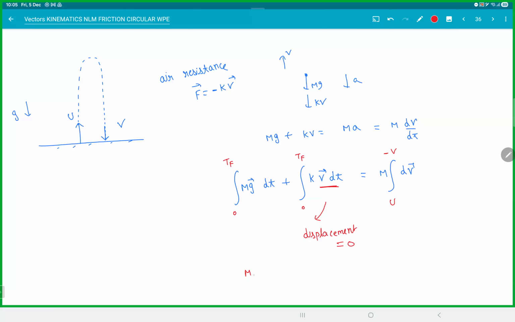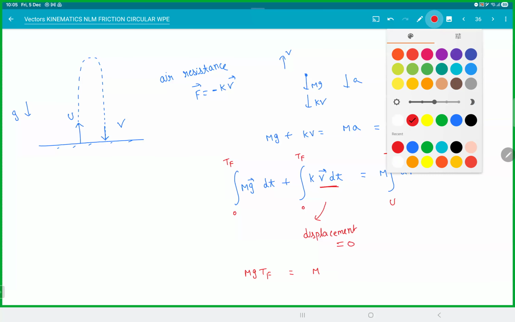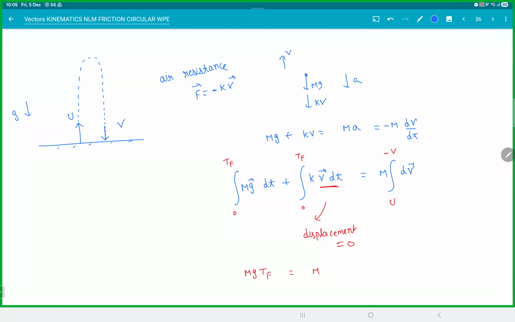So this simply becomes mg times time of flight is equal to m into, since it is decelerating, I should write a is minus dv by dt. Then this will be minus of minus v minus u. That will be m into u plus v. Therefore, time of flight will be u plus v by g. Clear with this?